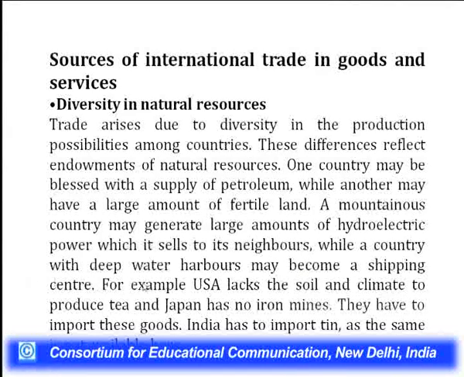For example, USA lacks the soil and climate to produce tea, and Japan has no iron mines. They have to import these goods. India has to import tin, as the same is not available here. So, because of the diversity in natural resources, countries are dependent upon each other. They are exporting the goods in which they are having plenty and importing the goods in which they are lacking.